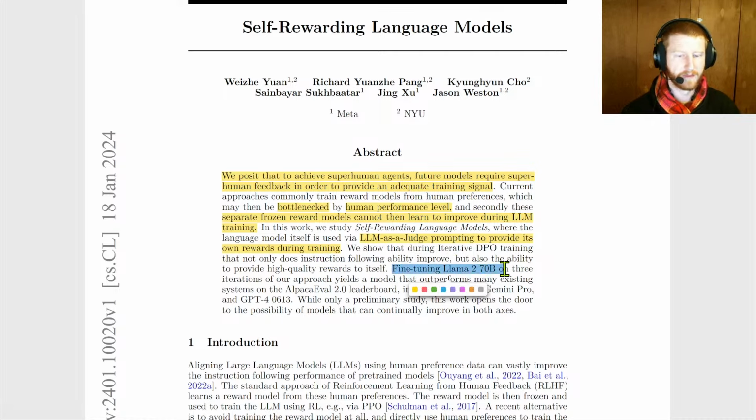So they're fine-tuning Llama 70B, they do 3 iterations of their approach, and they find that it outperforms many existing systems on Alpaca Eval 2.0, including some state-of-the-art closed source models available via API. Okay, so while only a preliminary study, this work opens the door to the possibility of models that can continually improve in both axes. Very exciting, very bold abstract.